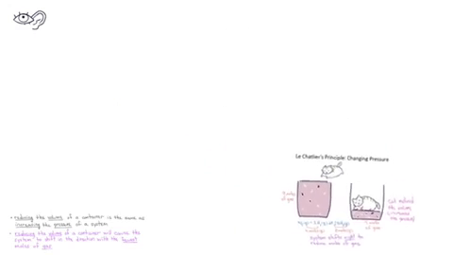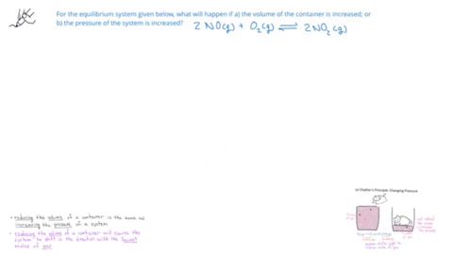Let's look at an example to see how to apply this version of Le Chatelier's principle. We're asked what will happen if the volume of the container is increased or if the pressure of the system is increased, given the same equilibrium system we used in the previous problem. Let's look at the first question.